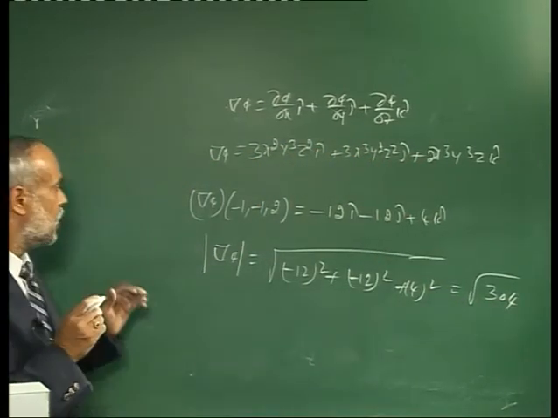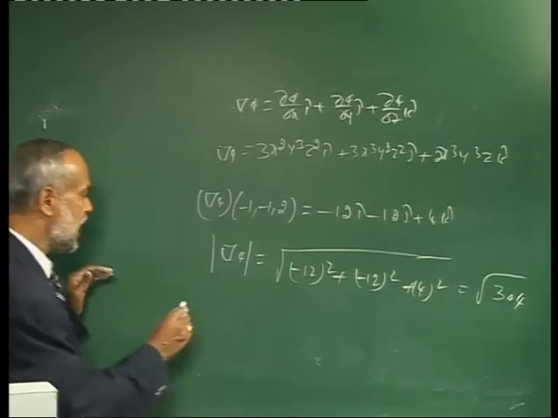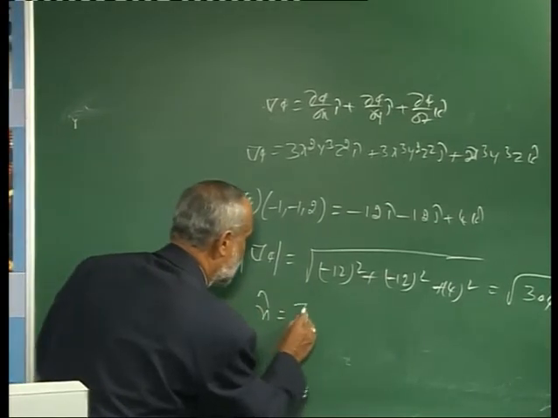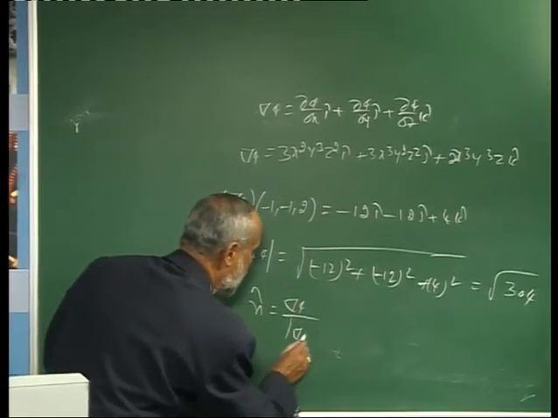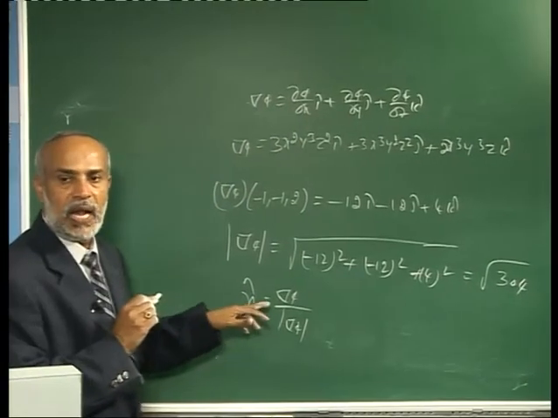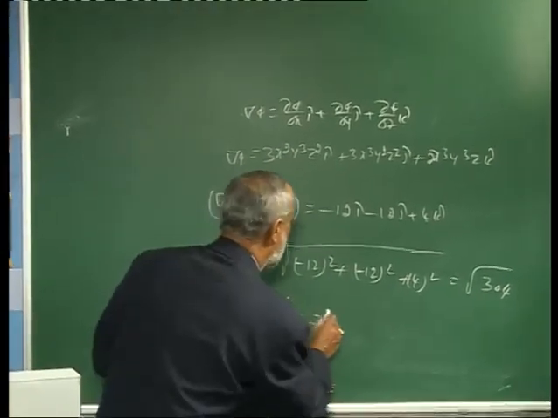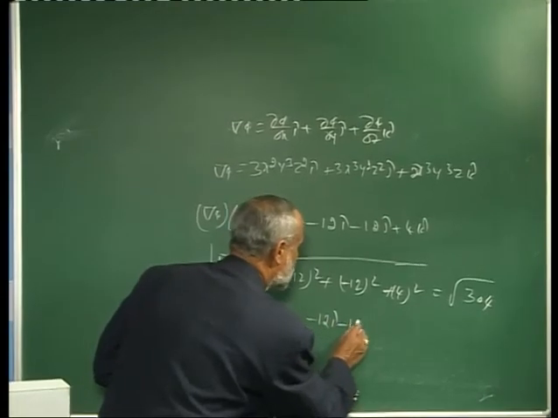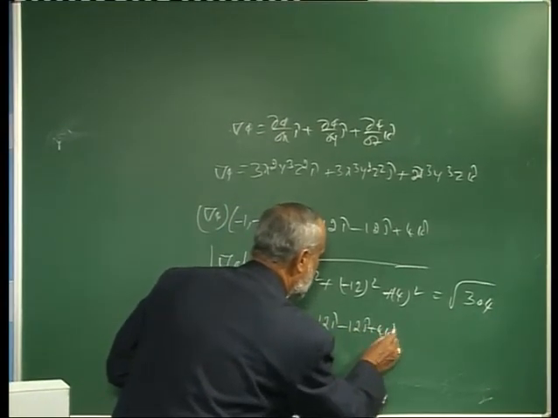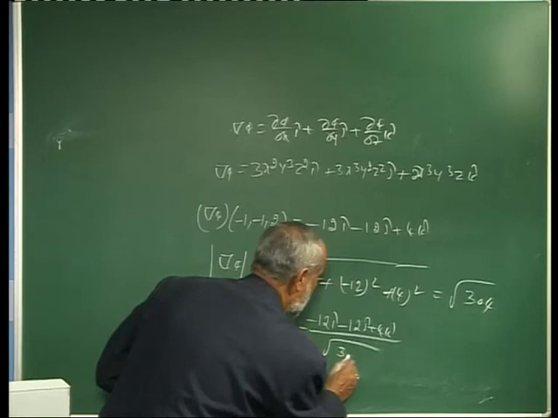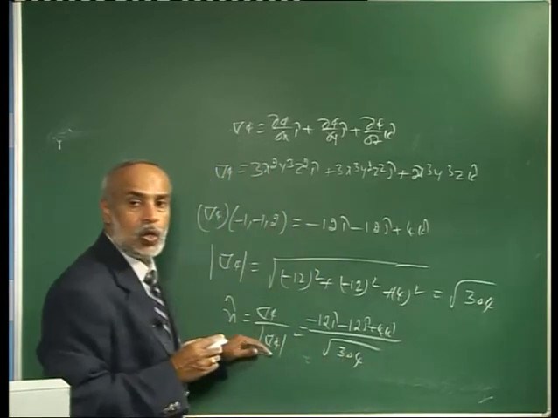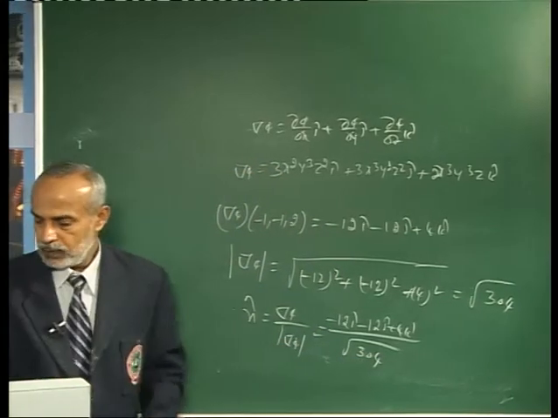Now the unit normal vector n cap is equal to the gradient of phi divided by the modulus of the gradient of phi. The gradient of phi is -12 i cap - 12 j cap + 4 k cap, divided by the square root of 304. This is the unit normal vector.